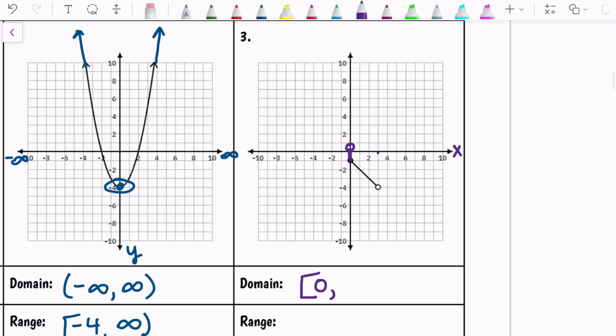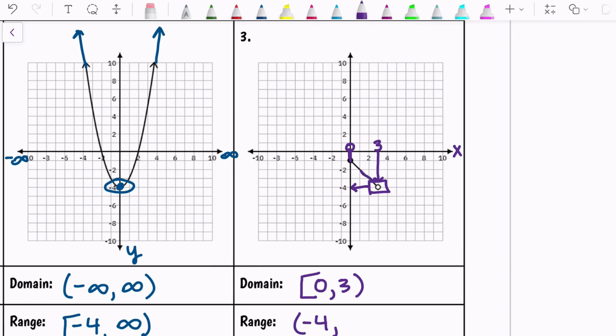The right side stops here. That's at 3. It is an open circle at 3 to the right, so I have a parenthesis. All right, for range, we say down to up. At this same spot right here, I am at -4, and it is open, so I use a parenthesis.